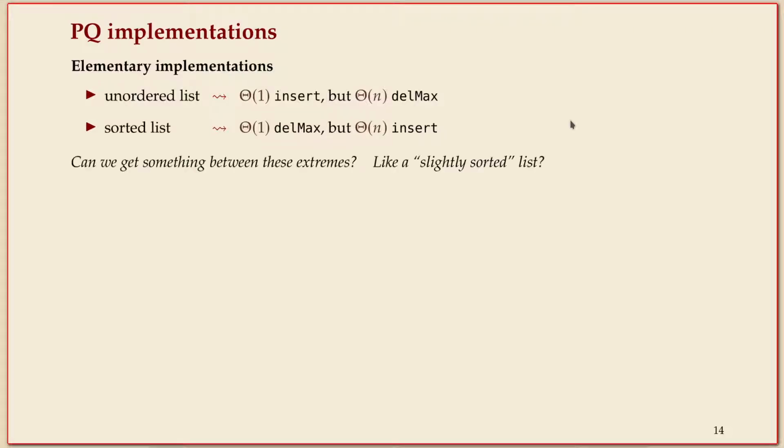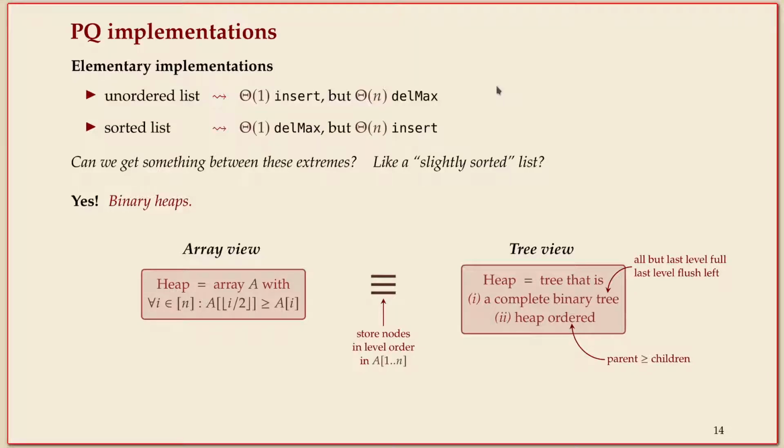That's one thing. So we'd like to get something in between. This had very fast insert, this had very fast delete max, but the two other operations were really slow. Can we get something that's in between? In a way, what we want is a slightly sorted list. It should be sorted enough to get the maximum fast, but not so sorted that it takes ages to insert. That sounds a bit weird, right? But that's exactly what a binary heap is. If you look at it from the right way, it's really a slightly sorted list or slightly sorted array.